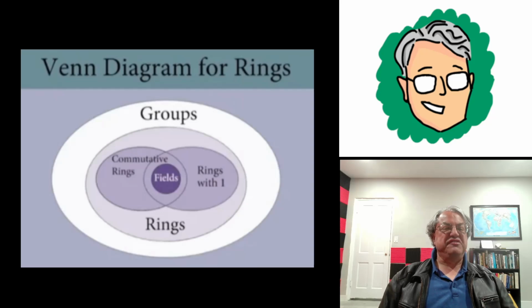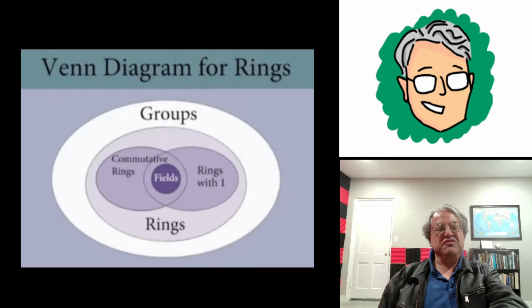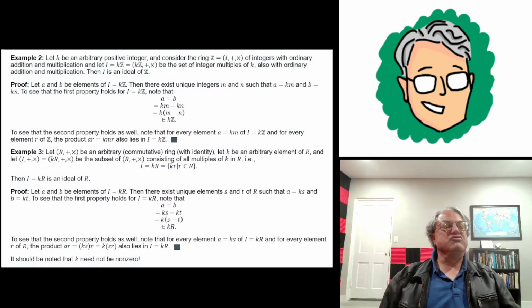Most fields people study in math are commutative with respect to multiplication, so they are a special type of commutative ring with identity. But not only that, they have additional structure as well. Like I said earlier, every non-zero element of a field has a multiplicative inverse. That's not necessarily true of commutative rings with identity in general. So anyway, that's a nice Venn diagram to see what's going on. But let me just continue with my examples. These next examples are basically the same as my previous one, just a little more general.